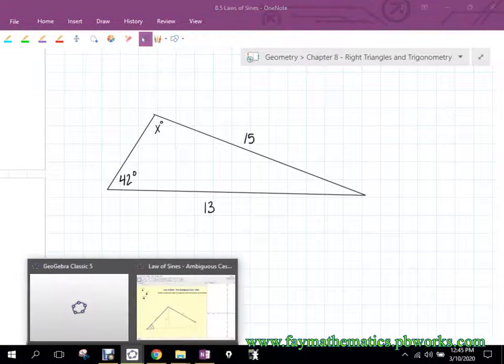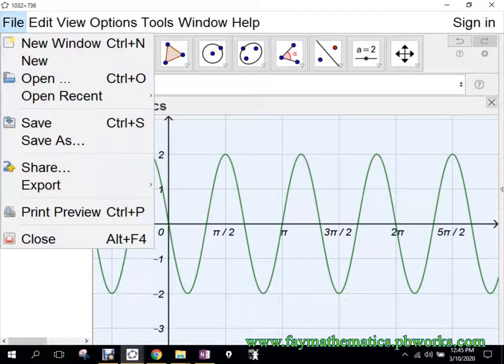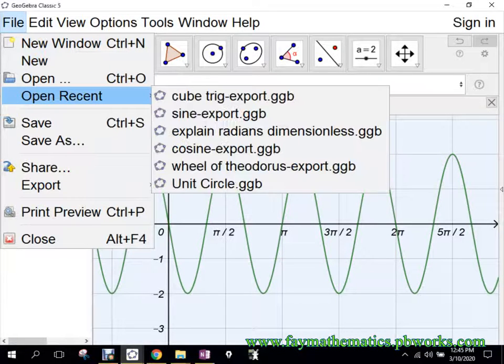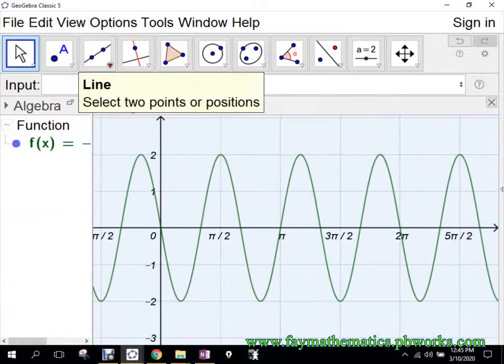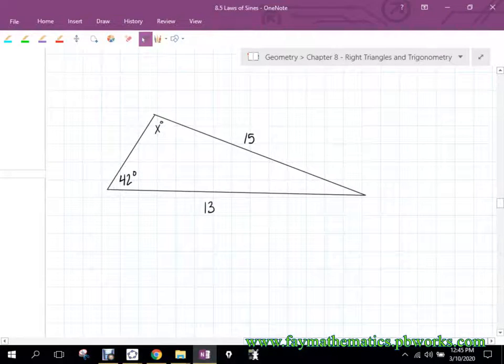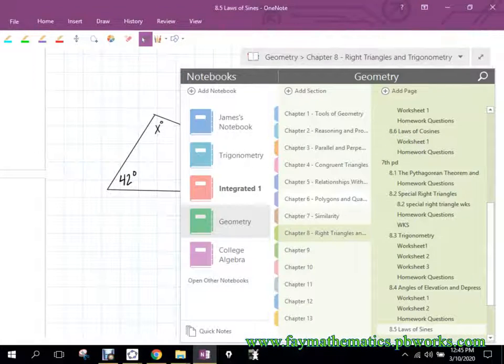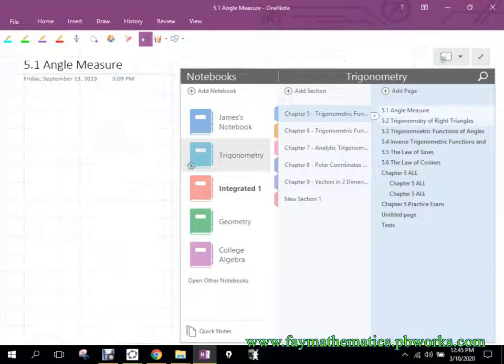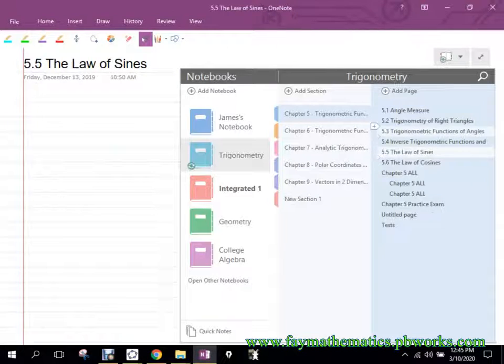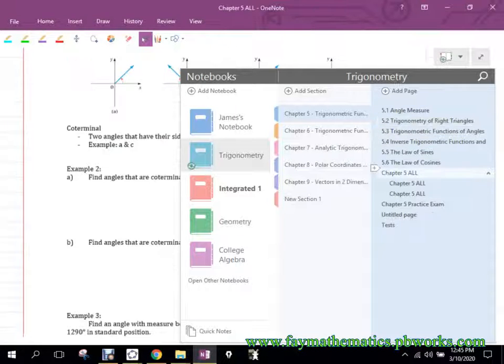Once I find this applet, I will get back with you. Open, recent, circle, sine, export to. 35. 0.444. 37.